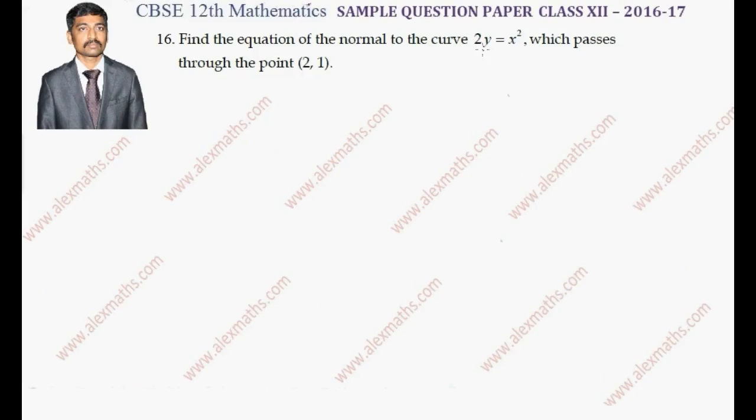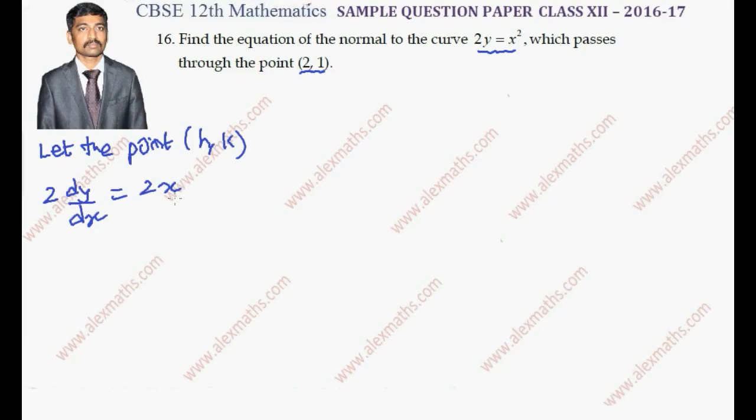Find the equation of the normal to the curve 2y is equal to x square, which passes through the point 2, 1. We don't have the point at which the normal is, so we have to assume the point. Let the point be h, k. Now I have to differentiate the given curve. That will give 2 dy by dx equal to 2x. So basically we can cancel 2, and dy by dx will be x, and if you use the point h, k, I have to substitute x as h. So I am getting dy by dx as h, which is our slope.